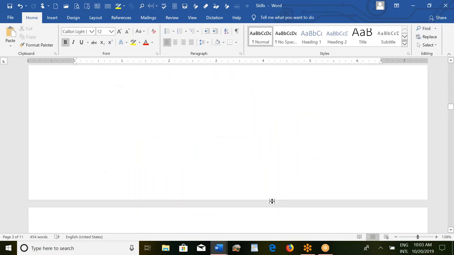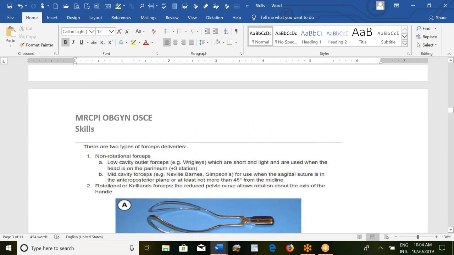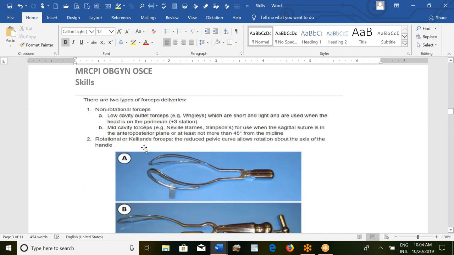And then the types, you were justified in saying that we have rotational and non-rotational. So for the non-rotational, you can have low cavity outlet forceps like Wrigley's, which are short and light, and they are used when the head is on the perineum at +3. You just need a little effort to lift the head out of the pelvis. Mid-cavity forceps can be of different types. You don't have to remember their names. Just say that we use them when the sagittal suture is in the anteroposterior plane or at least not more than 45 degrees from the midline. That is for the mid-cavity.